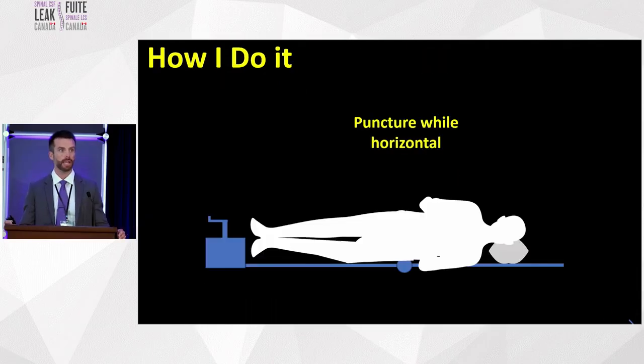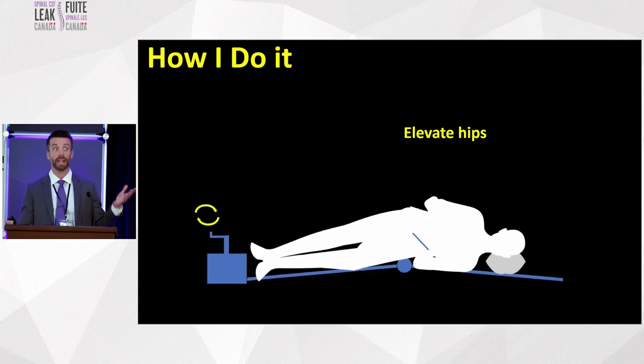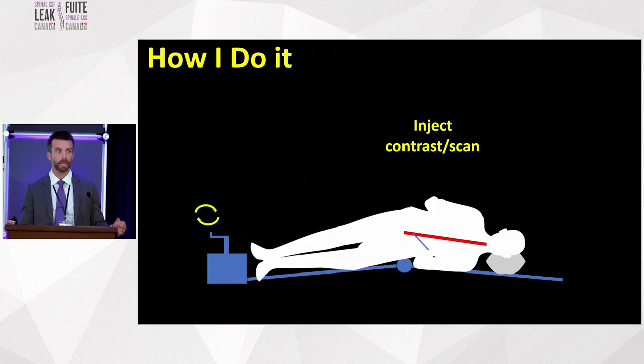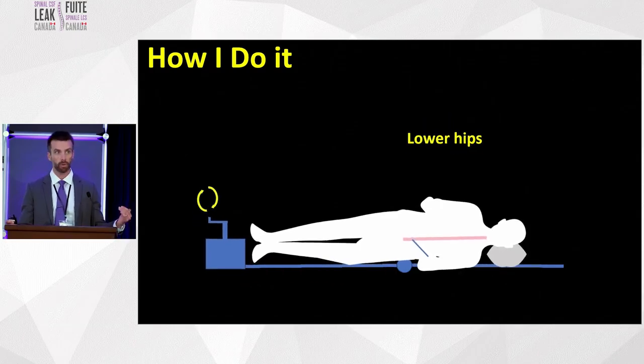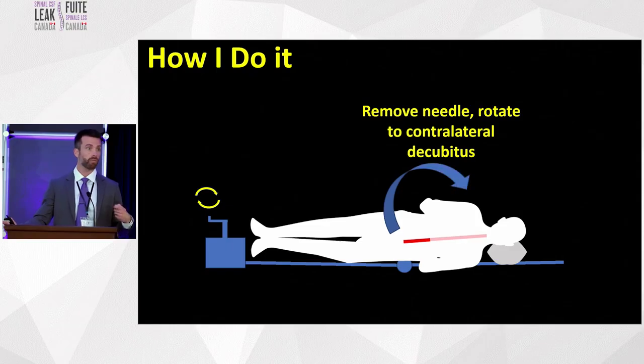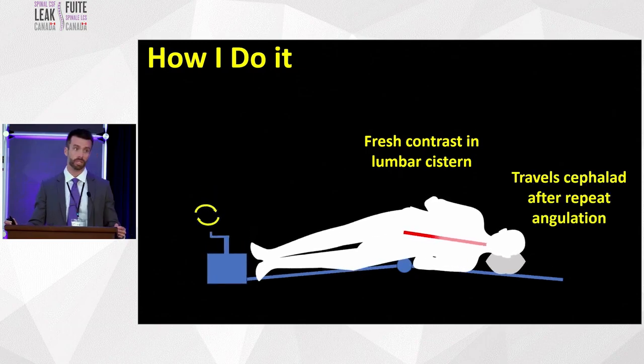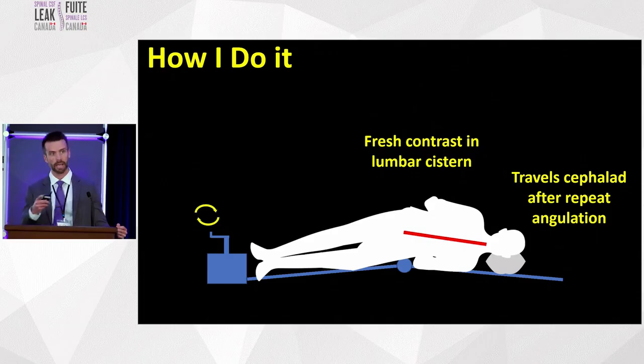How I like to do it is I will puncture them. After I elevate their hips and measure their pressure, I'll inject my contrast and do a run on this side. Once I'm done, I will lower the table with the needle in place, and then I will inject additional contrast into the lumbar cistern. And then I will remove my needle and turn the patient over. With that fresh contrast in the lumbar cistern, I can then re-raise them and get a study on the other side of the spine, and it works very, very well. In fact, I find that the contralateral side on these ends up looking better than my first side down.